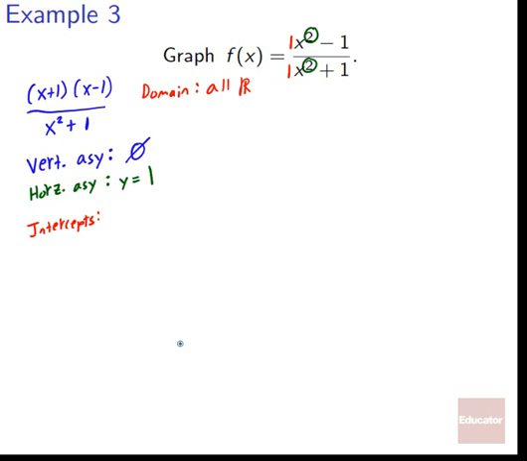So, can we get intercepts for our y-intercept? Yeah, we have no problem plugging in a 0. Nothing's forbidden, so we plug in 0. We get 1 times negative 1. Probably easier to actually figure it out from this equation up here. So negative 1 divided by positive 1, or just negative 1.